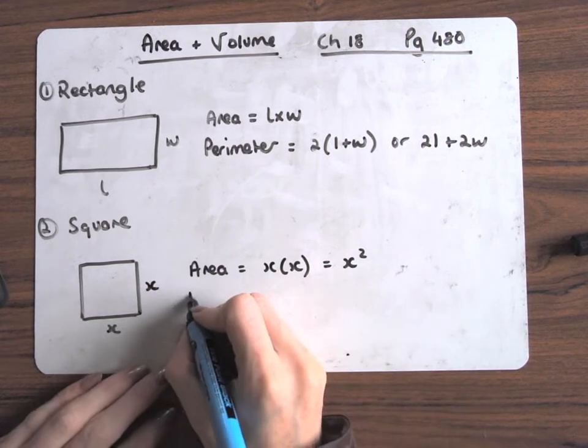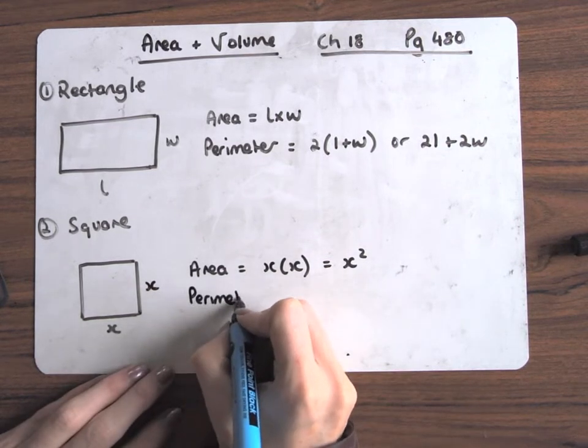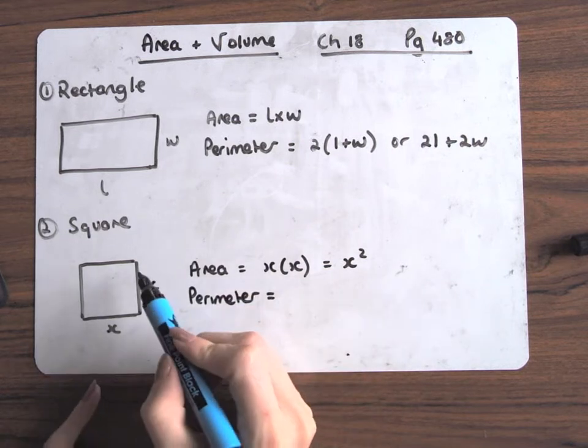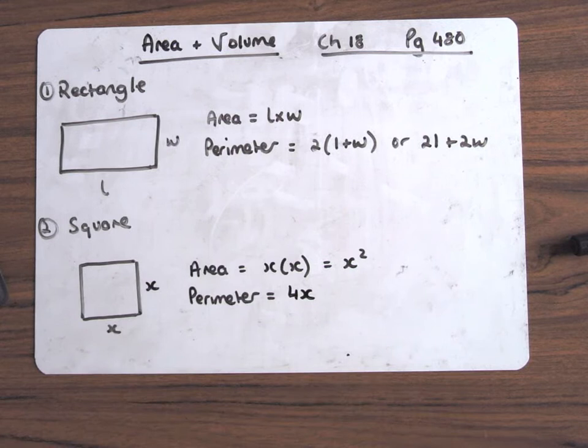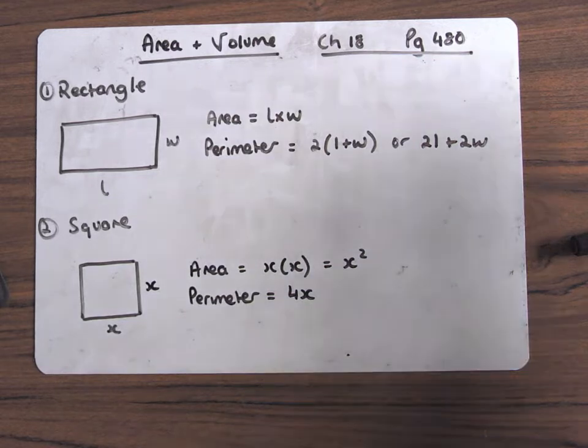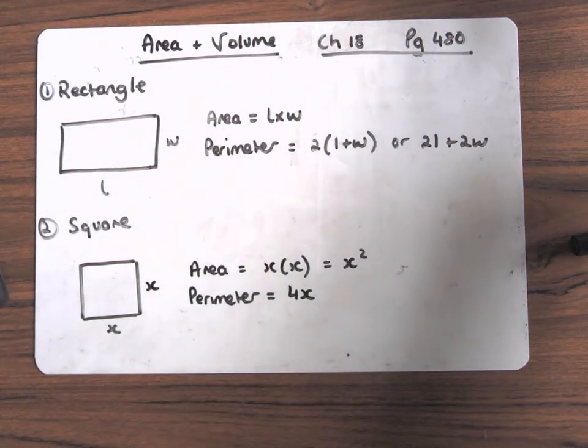And what about the perimeter? Yeah, 4 x's. 4x, exactly. Good job. You can, absolutely, 4 by x. Okay, you happy with that?